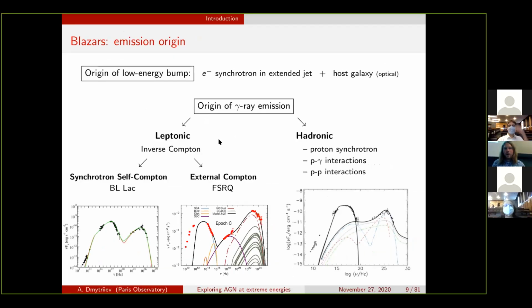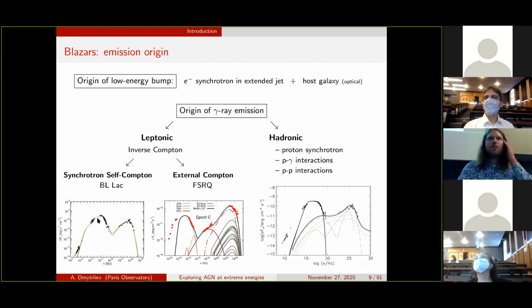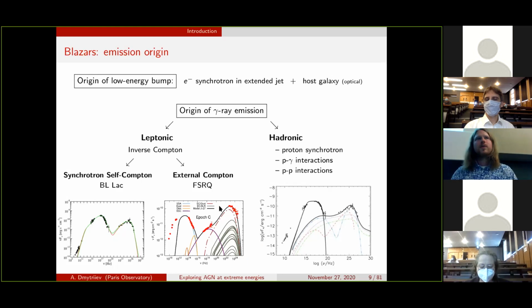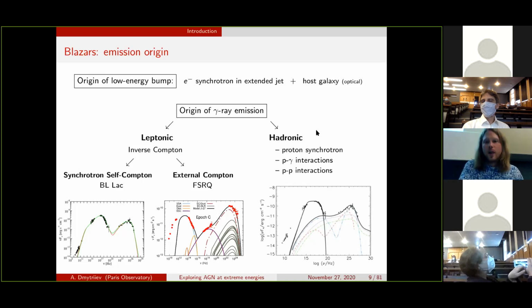models and hadronic models. Leptonic models presume that the nature of the emission is the inverse Compton process, either upscattering of the synchrotron photons from the low energy bump by the same high energy electrons, or upscattering of external photon fields, which do not originate from the gamma ray emitting zone. For instance, BLR, broad line region photons, or the accretion disk. And hadronic models presume a completely different nature. For instance, proton synchrotron or p-gamma, pp interactions. And this is an example of it.